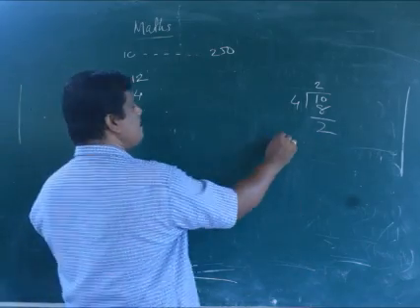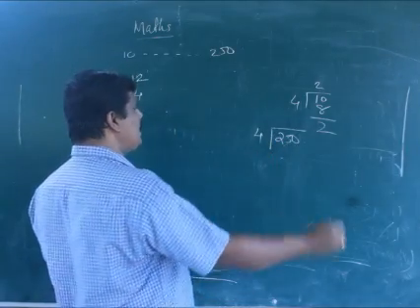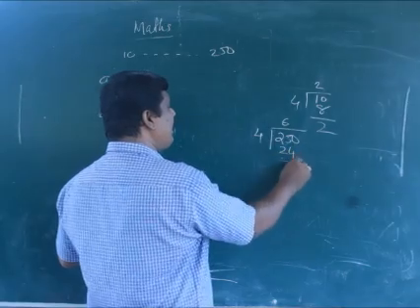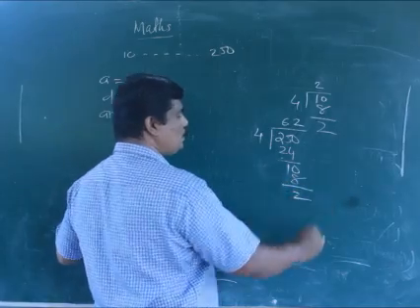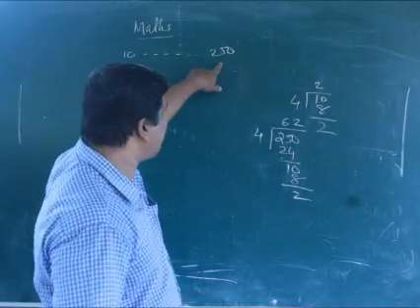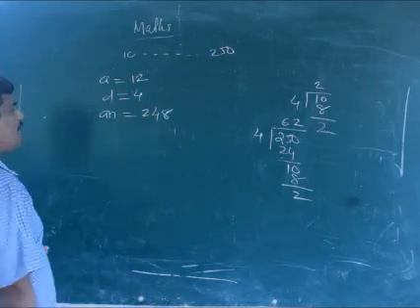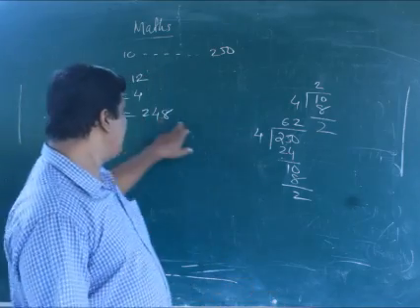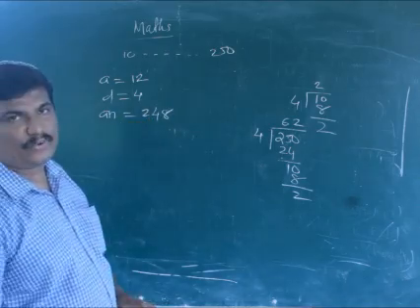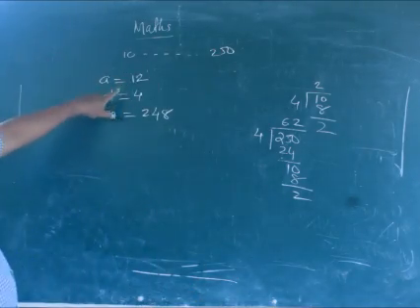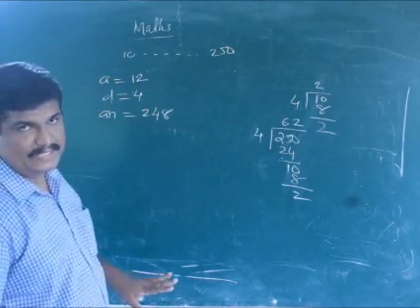AN: 250 divided by 4. 6 4s are 24, remainder 1, next is 0. 2 4s are 8, remainder 2. So this 2 is directly subtracted from 250. 250 minus 2 is 248. So that is the nth term. Check, it is a multiple of 4: 62 4s are 248, remainder 0. Yes. So in the AP, first term is 12, common difference is 4 and an is equal to 248.